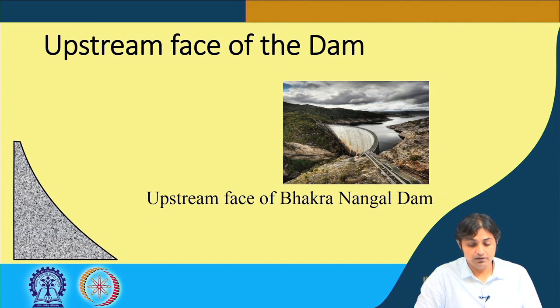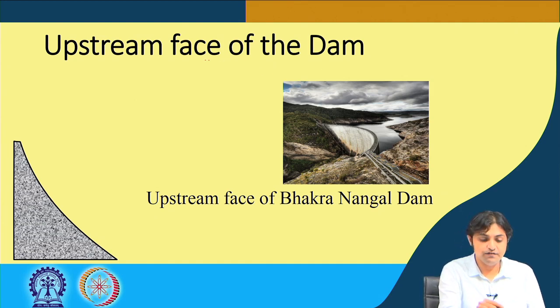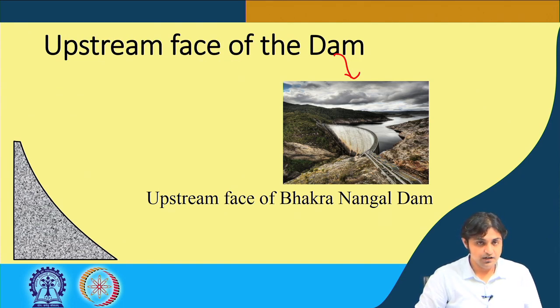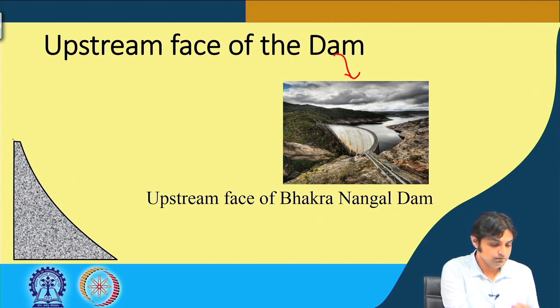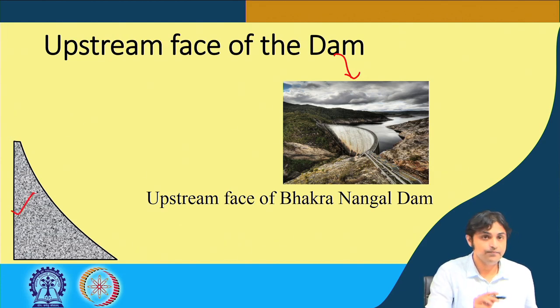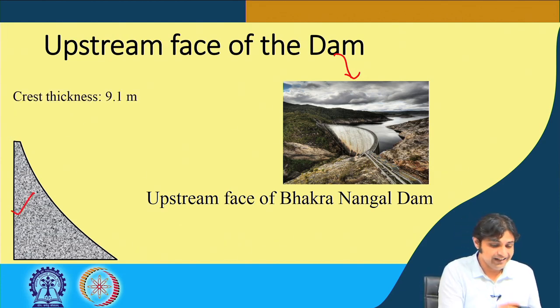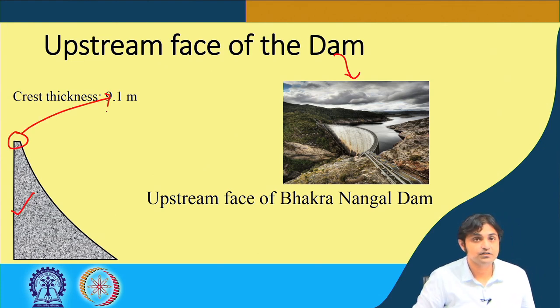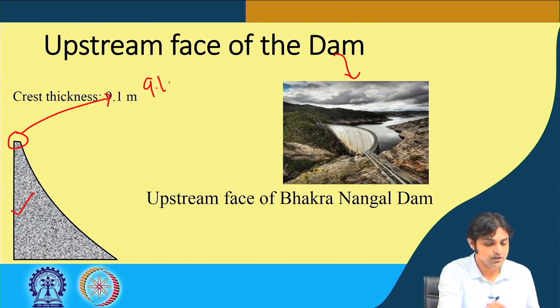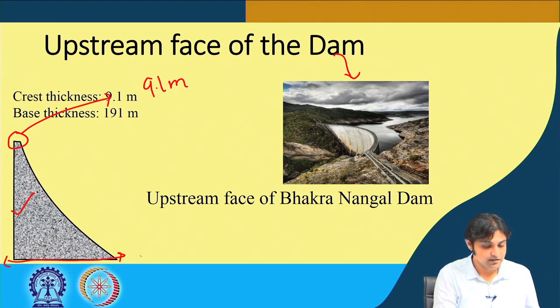So this is what I have shown here, the upstream face of the dam. If you put it in 2 dimensions, this is what the Bhakra Nangal Dam looks like. The crest thickness, this is the crest, is only 9.1 meter. However, the base thickness is 191 meter.